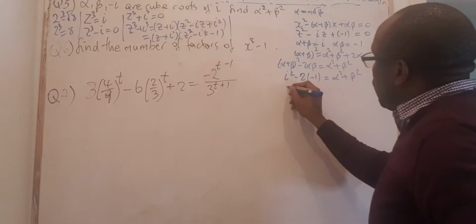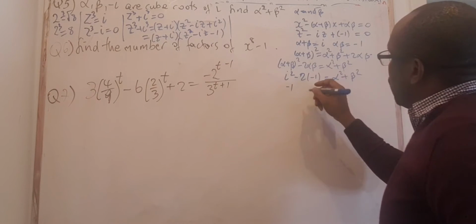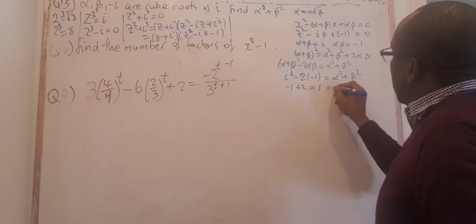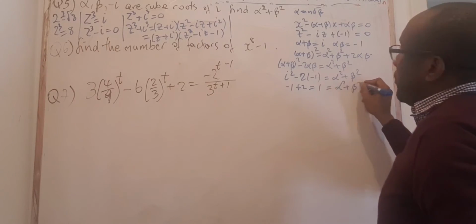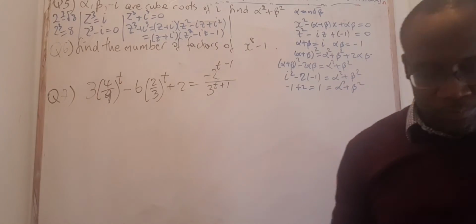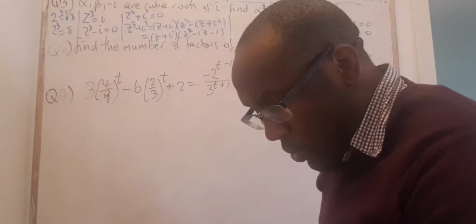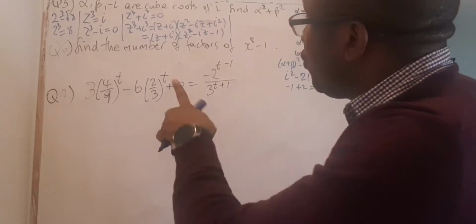I squared is minus 1. Minus 2 times minus 1 is plus 2. So this is equal to 1. So the answer for that was 1. And I think that was C. So you have to choose C.